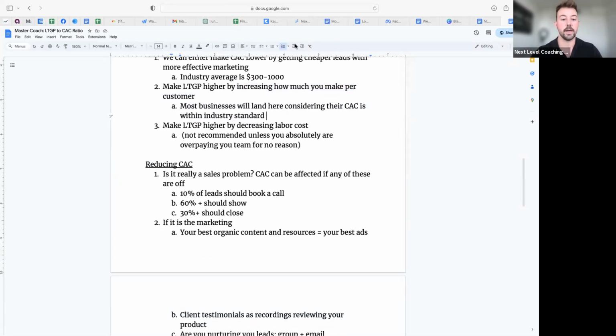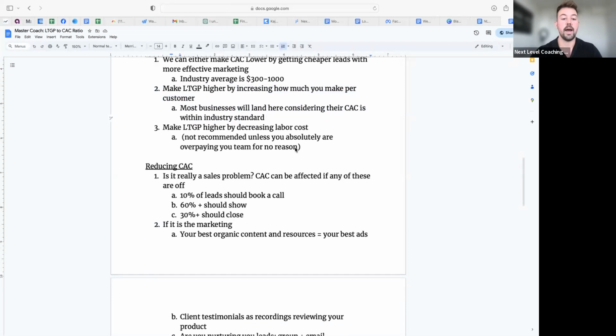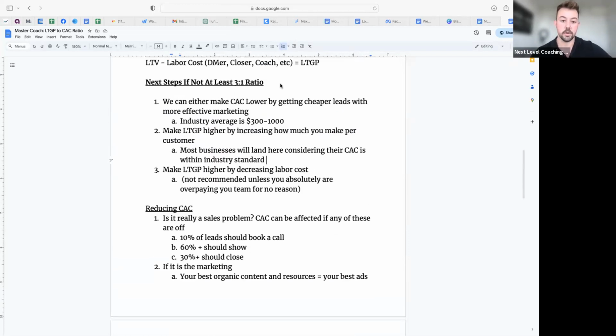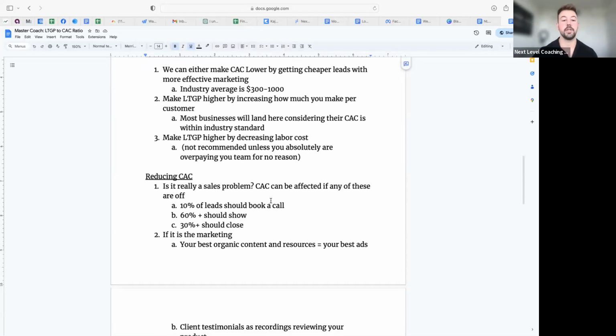The third option that you have is you can make your lifetime gross profit higher by decreasing your labor costs. So if you're not at least a 3-to-1 ratio, those are the three things that you could do. We can make our cost of acquisition lower by getting cheaper leads with more effective marketing, if you're not within industry average standard. We can make our lifetime gross profit higher by increasing how much we make per customer. Or the third option is we can decrease our labor cost, which in return would increase our lifetime gross profit.